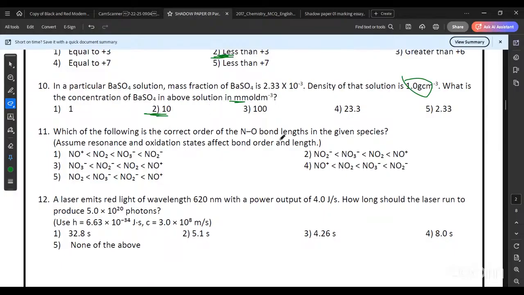Which of the following is correct of the NO bond lengths in the given species? Assume resonance and oxidation effects.